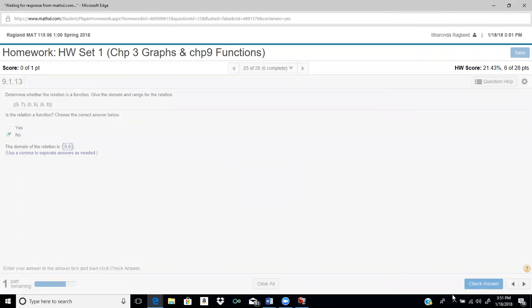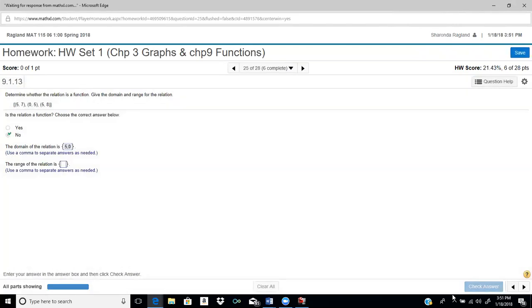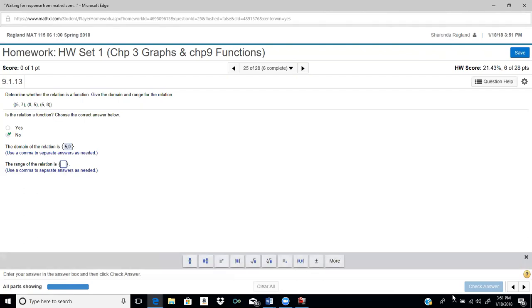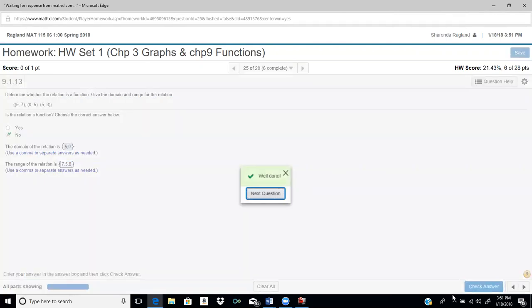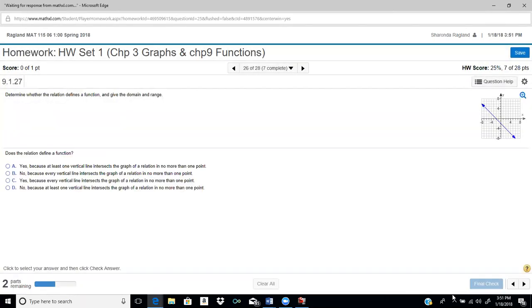Very good. And then write the range. The range deals with the y value. So that's 7, 5, and 8. So 7, 5, then 8. Just make sure I use commas, not periods. Check. Very good. So that's finding the domain and range, dealing with the relation. It's not a function.